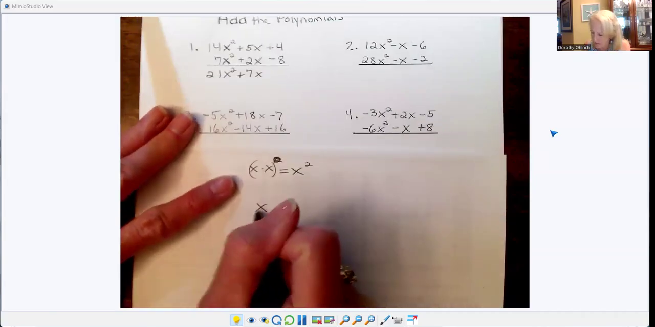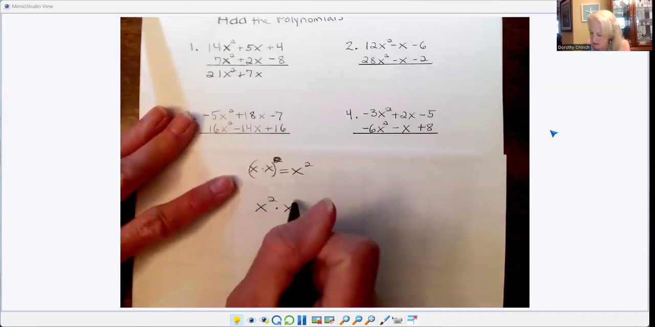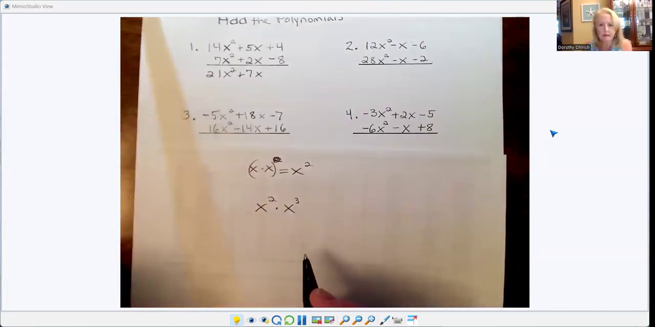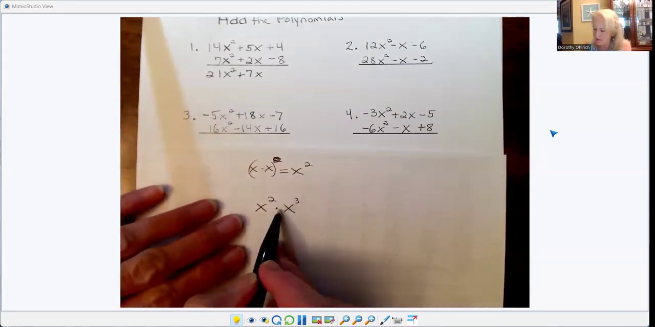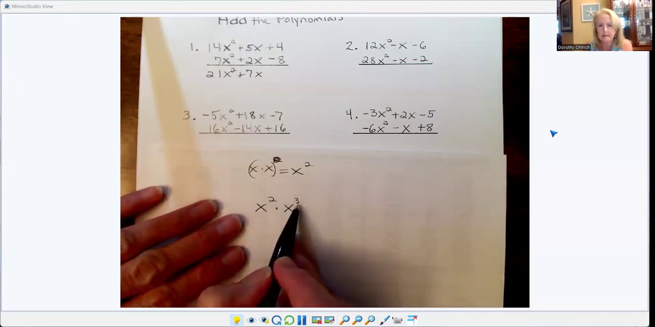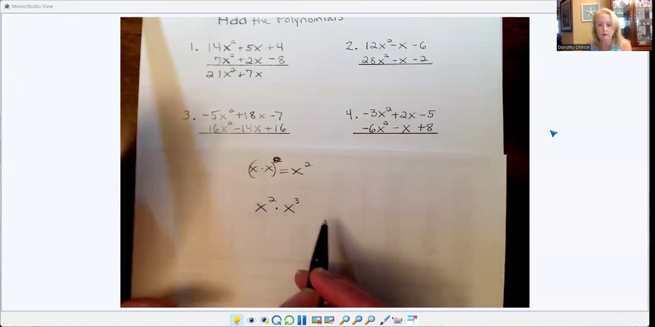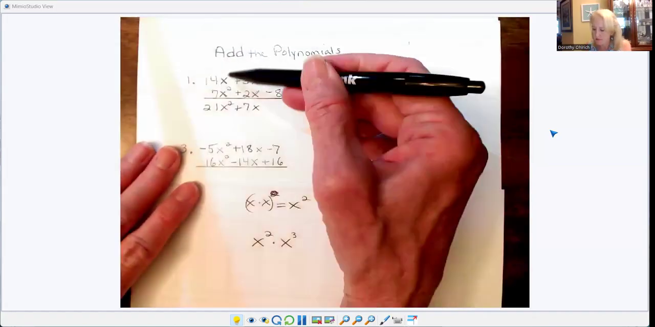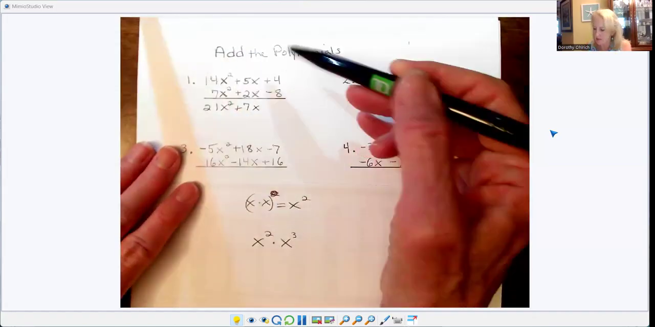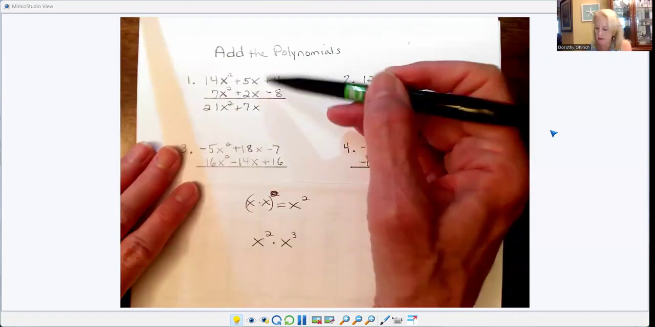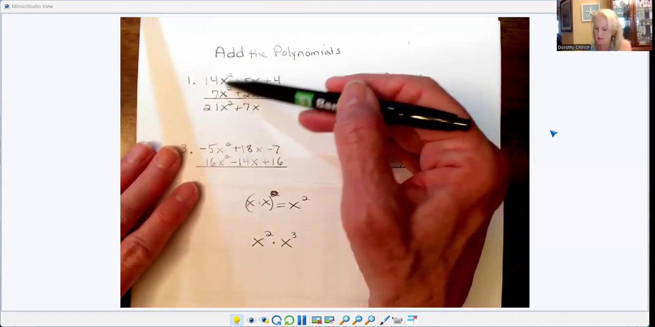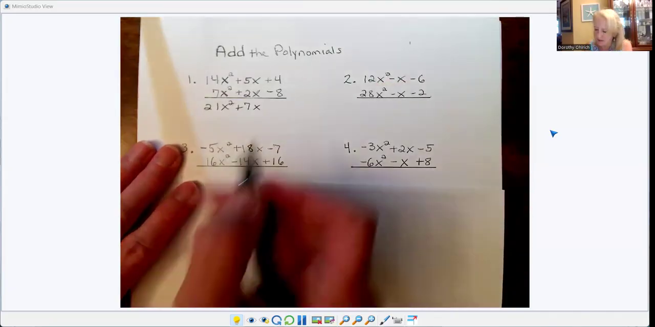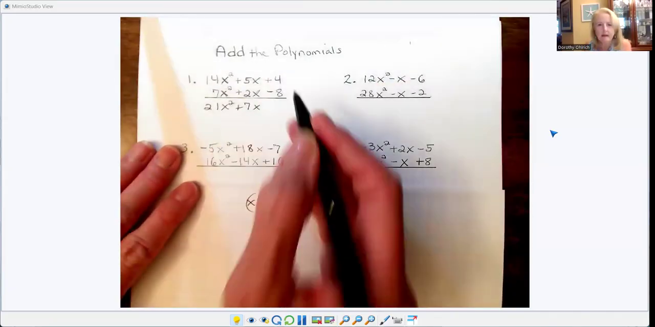If I have x squared times x to the third, then you're multiplying and you're doing something different. That's the only time that you change the exponents, is when you're multiplying or dividing. When you add or subtract, you keep the exponents the same. Here, the exponent is just 1. So 14 of these plus 7 of these is 21 of these. Hope that makes sense.